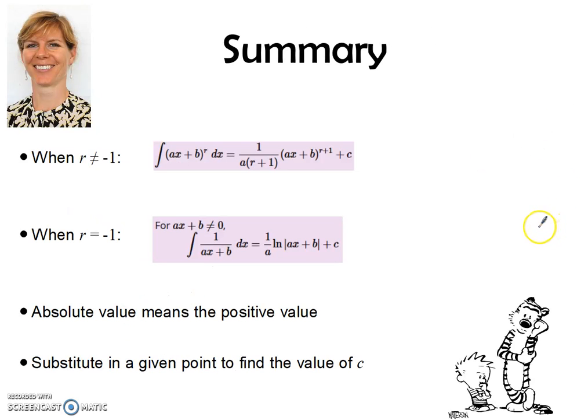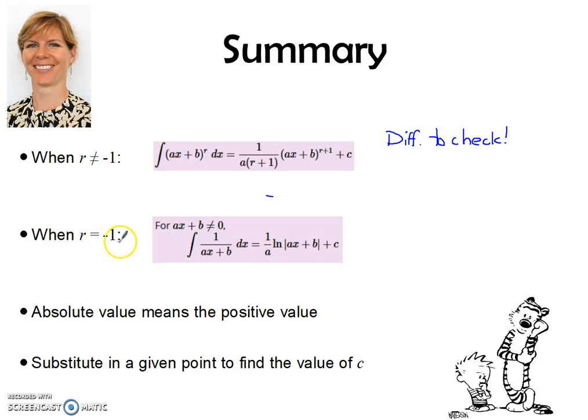Okay, so that just summarizes our integration of the form ax plus b to the power of r. Okay, so as long as r does not equal -1, then this is the form that you follow. So 1 over a times r plus 1, and then ax plus b to the power of r plus 1, always plus c. Okay, and remember at any point, if you get stuck, differentiate to check. Alright, that's always the easiest way to make sure that you're getting it right.